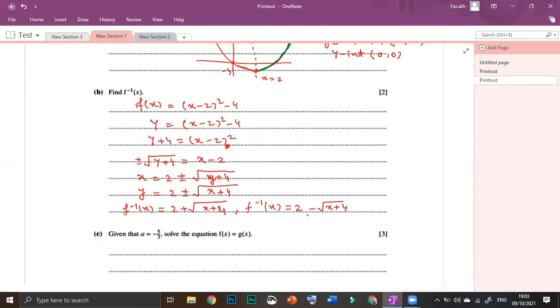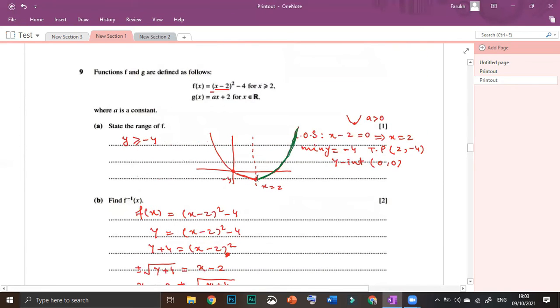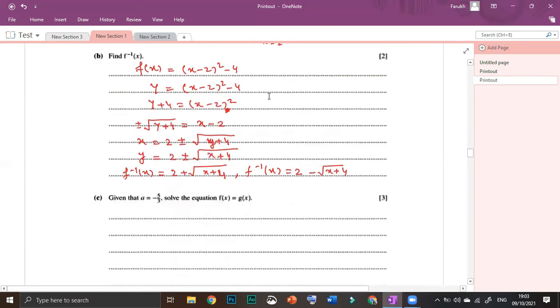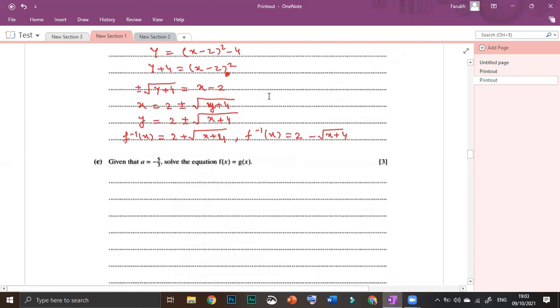Now we will look at the domain of f of x. The domain of f of x is greater than or equal to 2. So the values of y in the inverse function should be greater than 2. This first expression will produce results greater than 2. And the other one will produce results less than 2 because this one is 2 minus.